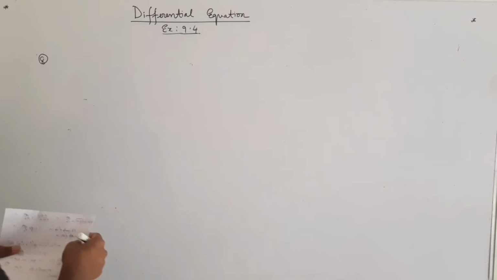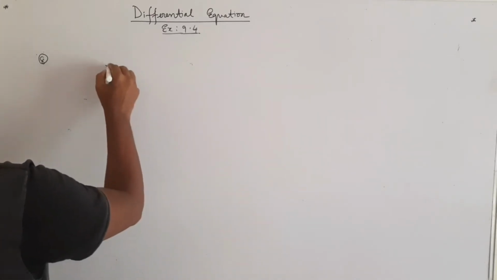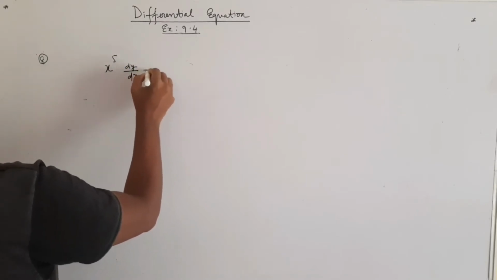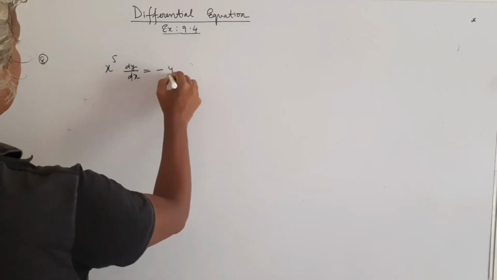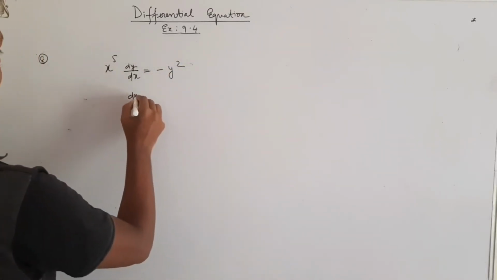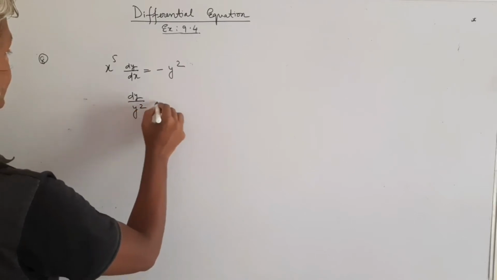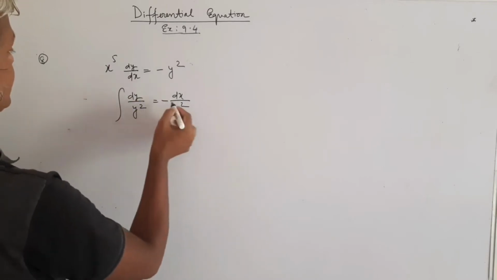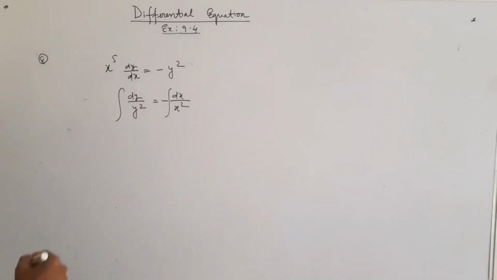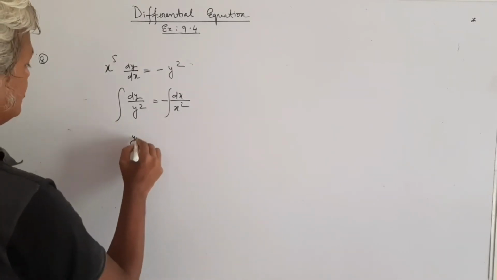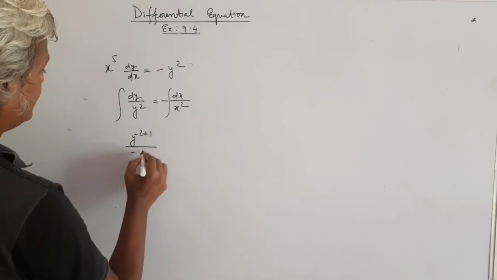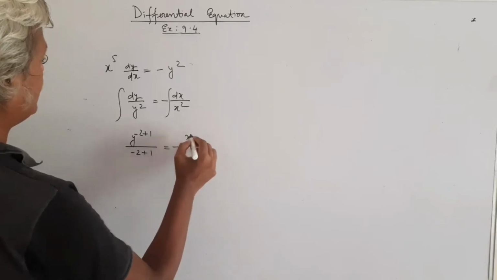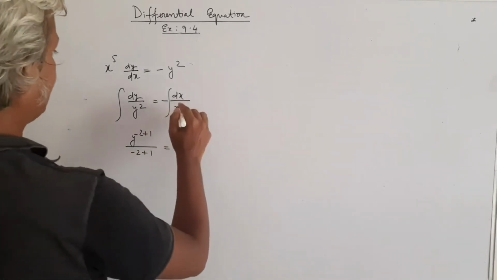Question number 8 is x to the power 5 dy over dx is minus y square. So this becomes dy over y square is dx over x square. You can keep minus either here or here, and then I integrate. So the integration of this one gives you y to the power minus 2 over minus 2 plus 1 over minus 2 plus 1, and this gives you x to the power, sorry, here I need to write 5.